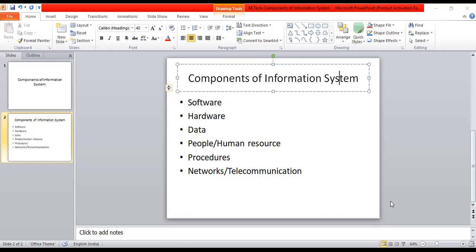Network: LAN, WAN, wide area network, and any system connected to another system through any interface, wired or wireless, that is a network. In between, when data is processed, security is very important. And the next part is telecommunication. For that, the same thing.